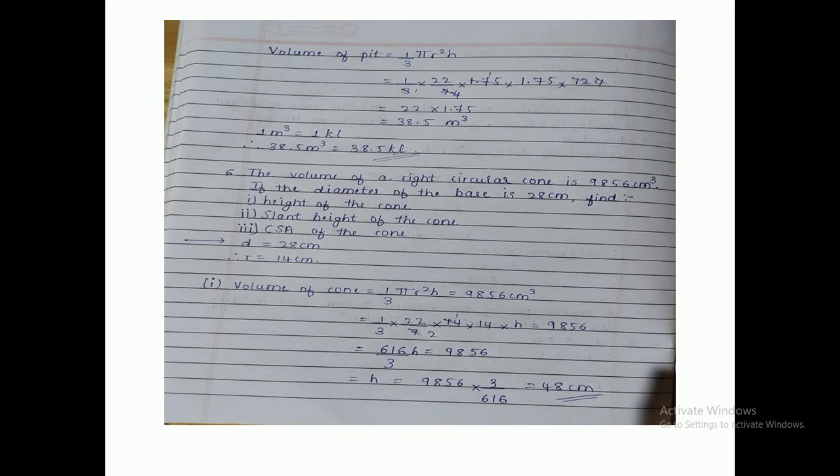Sixth problem: the volume of a right circular cone is 9856 centimeter cube. Volume is already given. If the diameter of the base is 28 centimeter, then what we have to find here? First question, height of the cone. Second question, slant height of the cone. And the third, CSA of the cone. Here volume is already given. Using that volume and diameter, we have to find out the height, slant height and CSA. So what is given? Just write down.